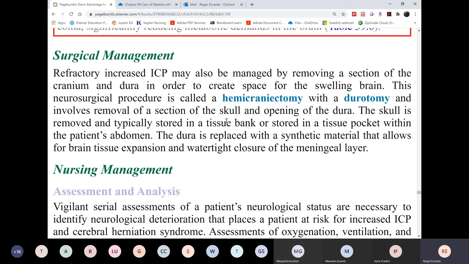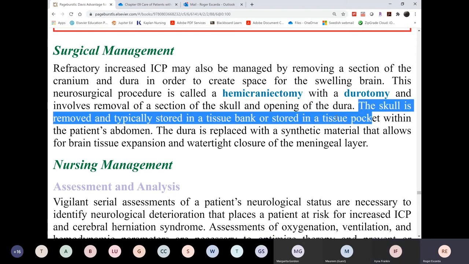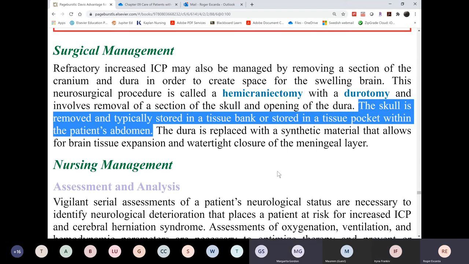If none of those interventions help, then the patient has to have surgery. So the doctor will perform a hemicraniectomy. This will be removal of a section of the skull. Have you heard of marsupialization? When they take a piece of skull out of your head and then put that skull in their belly. That's what we call hemicraniectomy, and this procedure of putting it in the patient's abdomen is called marsupialization.